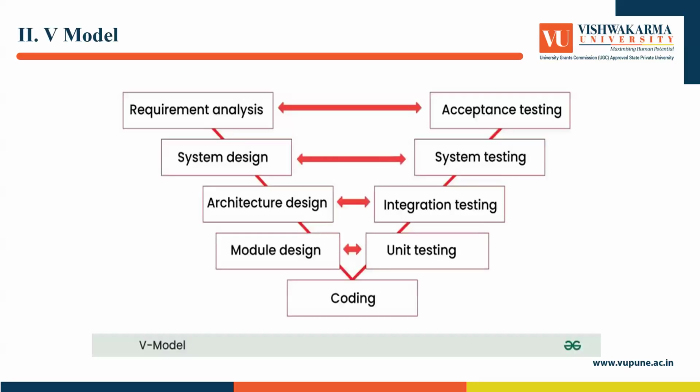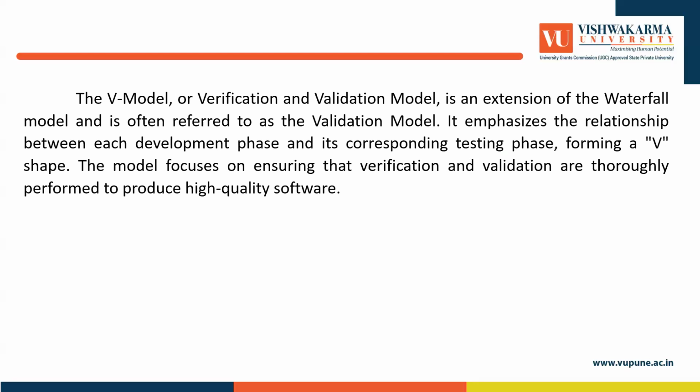Then the second model is the V model. This is the diagram of the V model. What is the V model? The V model is an SDLC model. It is also called the verification and validation model.